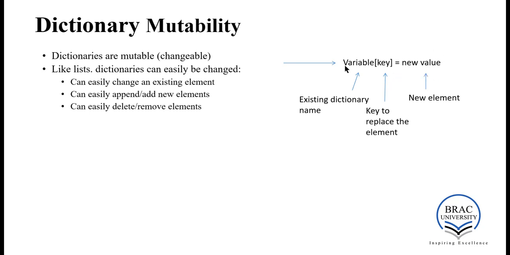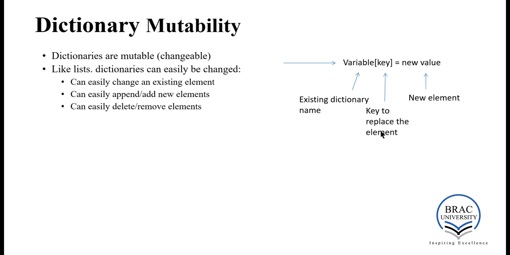Whenever I write the name of the dictionary, and in square brackets the key name, and then assign a new value, it will replace the previous value and be placed there. So it can be changed, right? This concept is known as mutable. Dictionaries are mutable. Like lists, dictionaries can easily be changed, can easily have an existing element changed, can easily have new elements appended or added, and can easily have elements deleted or removed.